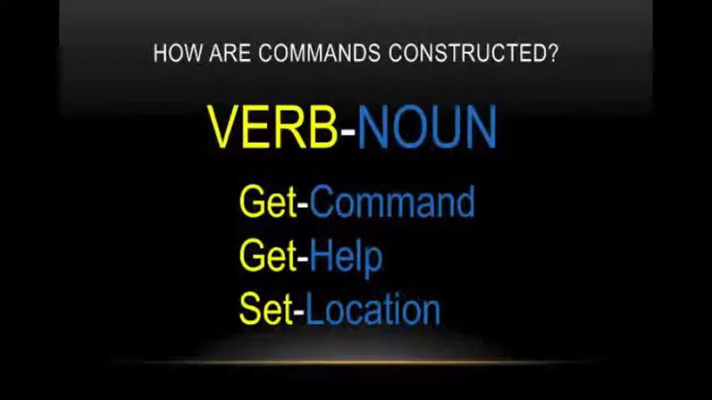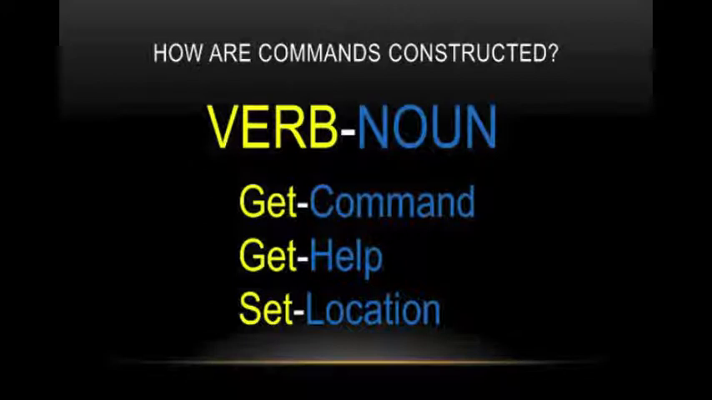Now that we get into the command portion of the video, before we start learning commands, we need to understand how they're constructed. Cmdlets in PowerShell version 5 are constructed with a verb-noun format. The three examples that we see here are the verb Get-Command. We will discuss in a few minutes what this command does. Get-Help. Set-Location. All cmdlets in PowerShell version 5 are formatted in the verb-noun format.